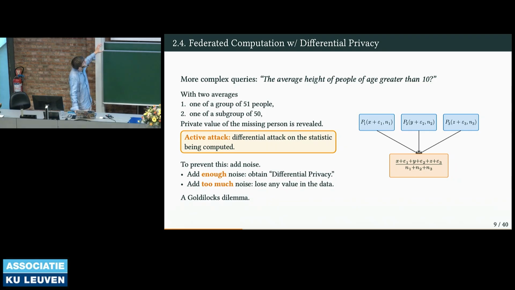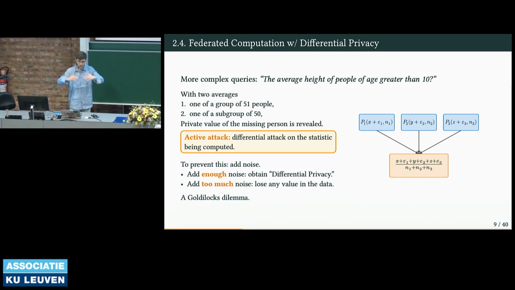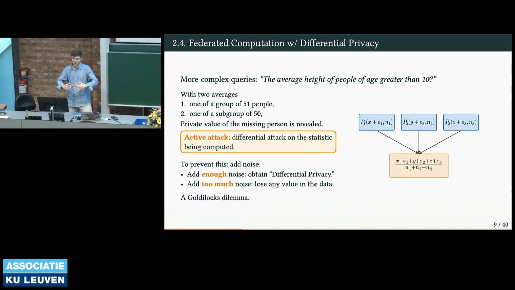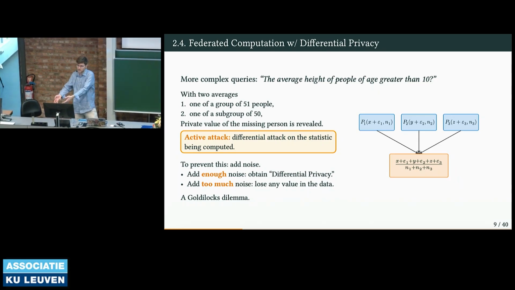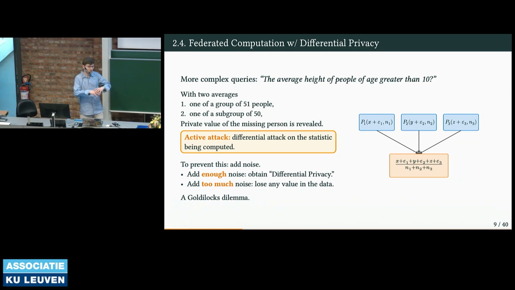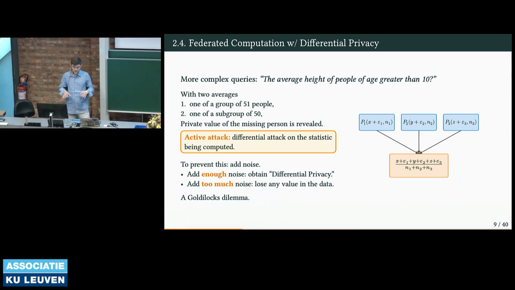But nonetheless, it's an important one to remember, because it's about fuzzing what you can learn from the output of a query. You'll see later that the next methods we're going to see protect the computation while it's happening, but the output is going to be handed out to whoever requested it. So they will still learn the output as it was computed.